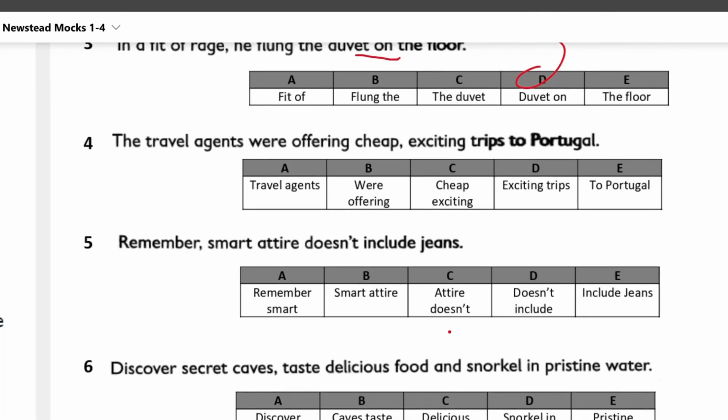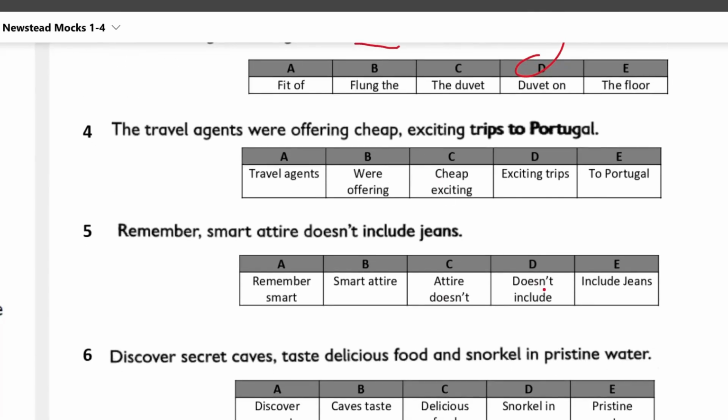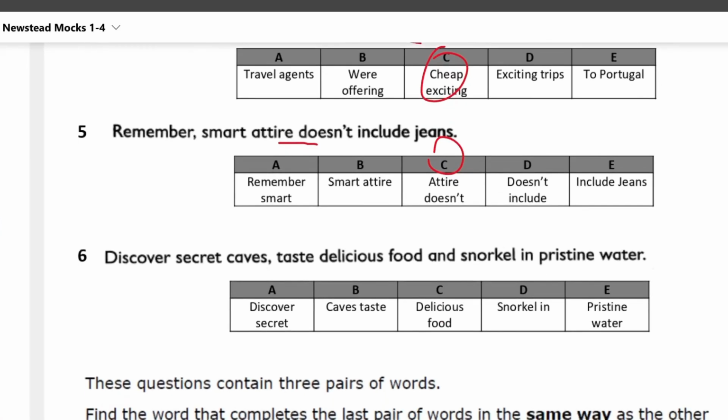Question number 4, we have the word apex over here, apex, which means we have C. Question number 5, we have the word redo over here, redo, which means our answer is C. And then question number 6, we have the word fest in cave's taste. Therefore, our answer is B.